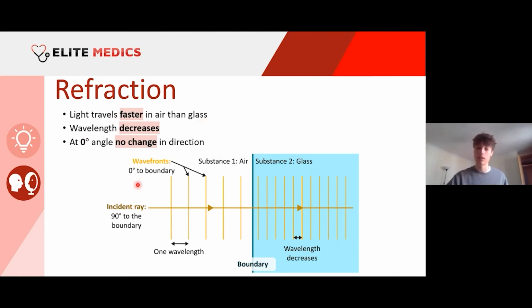However, at a 0 degree angle, there's no change in direction, it just goes straight ahead. Because we have 90 degrees to the boundary, in this case we don't see any refraction, we don't see any change in direction. That's the special case of 90 degrees to the boundary, so an angle of incidence of 0 degrees to the normal.